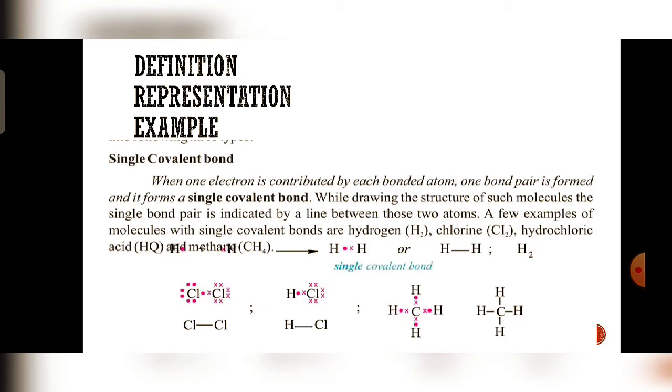And then the second heading is representation, which is starting from here. While drawing the structure of such molecules, the single bond pair is indicated by a line between these two atoms. And after that, third heading is example. A few examples of molecules with single covalent bonds are hydrogen, chlorine, hydrochloric acid and methane.